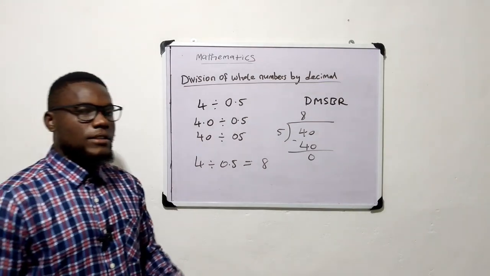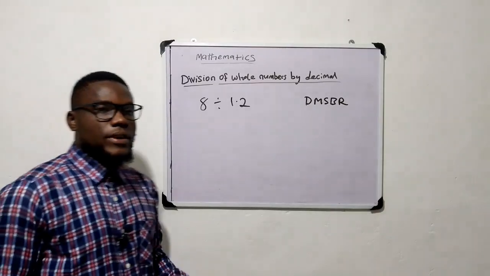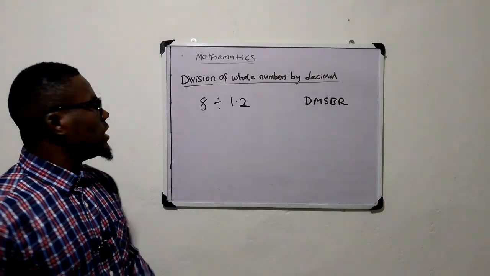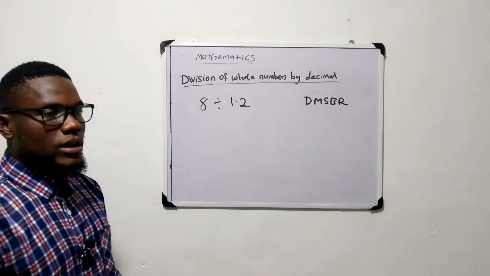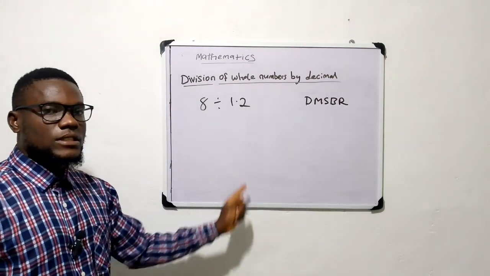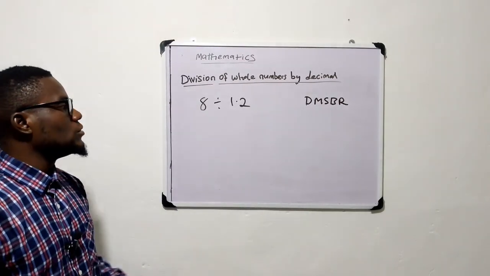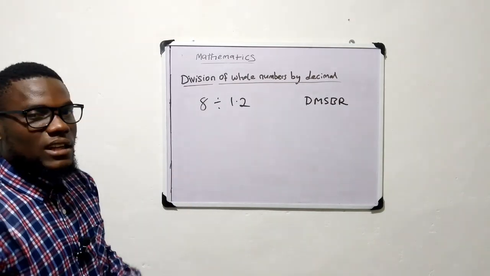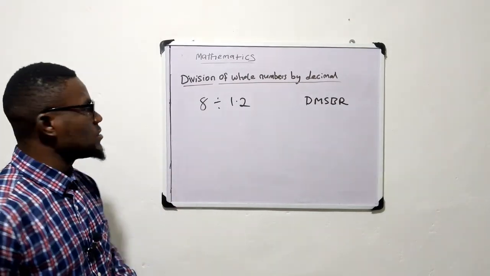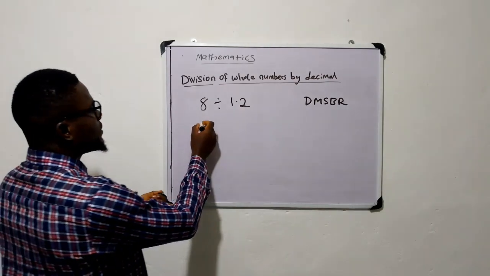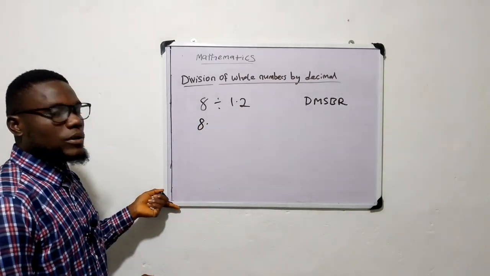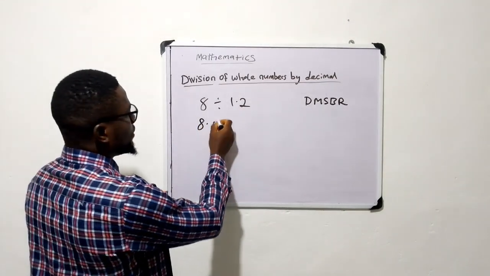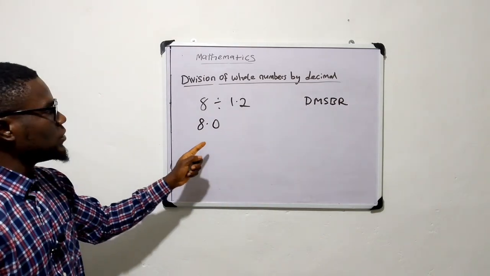So let's take another question now. This is our next question: 8 divided by 1.2. Remember, we are dividing a whole number by a decimal this time around. So what are we going to do now? Remember, the first thing you have to do is to convert both the dividend and the divisor into decimals. You bring this 8 here, add your decimal point, then add 0. Now it's in decimal form.